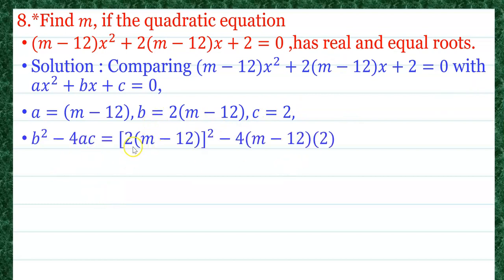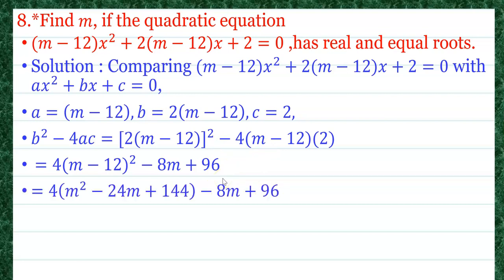The value of b is 2(m minus 12), whole square, minus 4 into (m minus 12), c is 2. Now we square it: 2 square is 4, (m minus 12) square. Simplify this: 4 into 2 is 8, 8m, and minus minus will become plus 8 into 12, that is 96. Next, simplification again: expand (m minus 12) square, m square minus 24m plus 144, minus 8m plus 96. Then 4m square minus again 96, multiply by 4: 144 into 4 is 576.